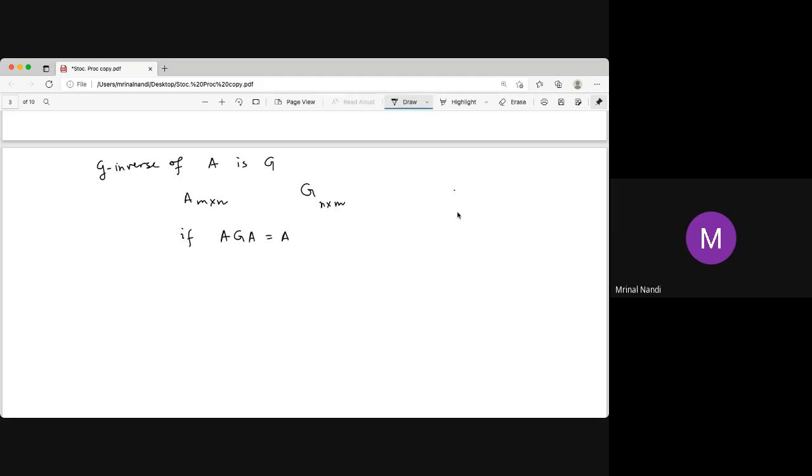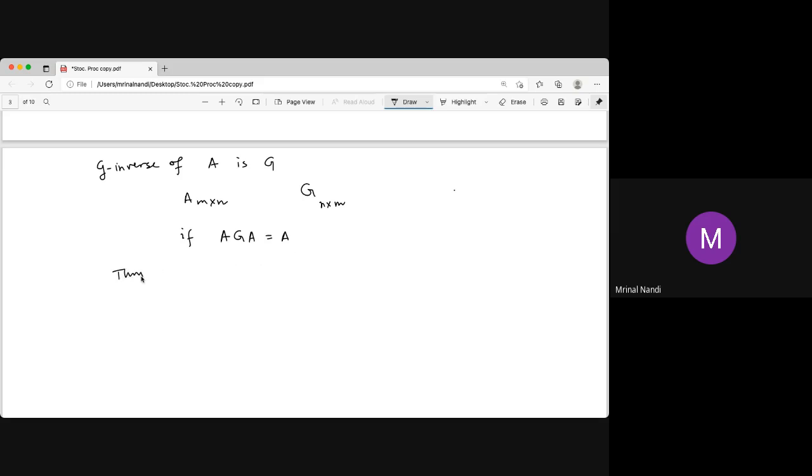This is actually the motivational part, but it is not related to the solution theorems or the syllabus. What we have to prove is that if AGA equals A, then G has a beautiful property. What is that beautiful property? This is the theorem. So why do we take such a G such that AGA is A?